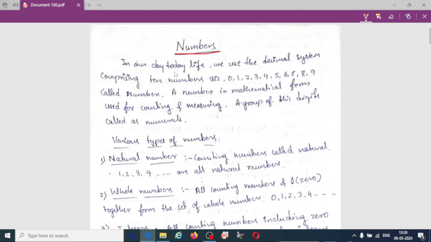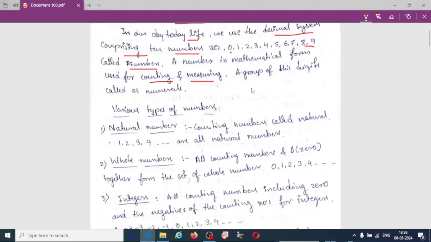So let us discuss numbers. In our day-to-day life, we use the decimal system comprising 10 digits, as we know, 0 to 9: 0, 1, 2, 3, 4, 5, 6, 7, 8, 9. These are what we call numbers. In mathematical form, we use numbers for counting and measuring. If you want to count anything, or make any measurements, you require numbers.